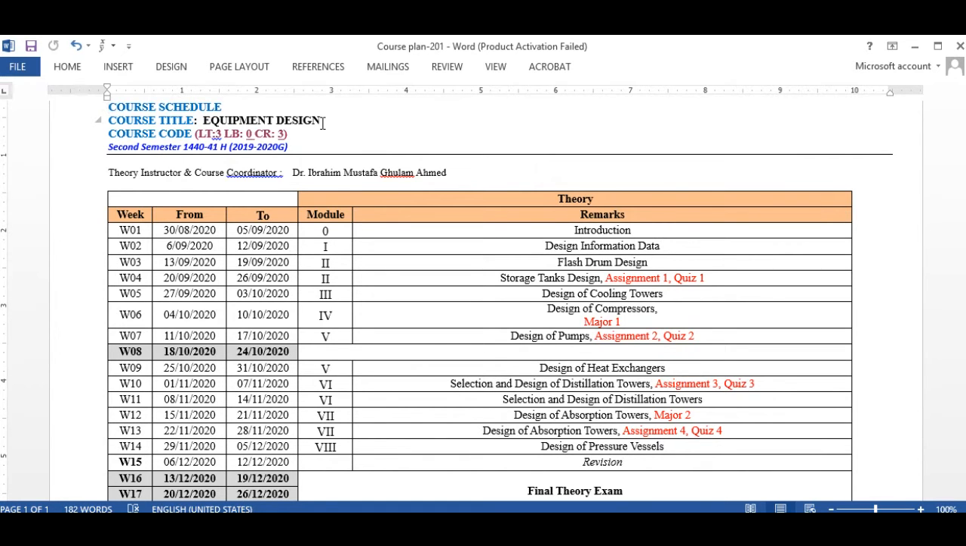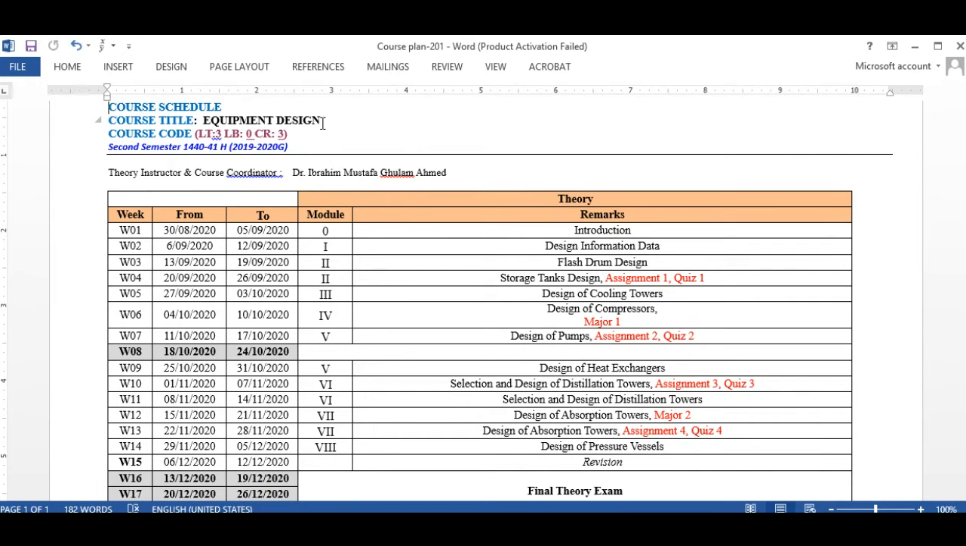So the overall objective of this course is that when you take this course, you should be able to design various chemical equipment. And this design is not detailed. We only talk about the very basics, because designing is not an easy job. You need software like Aspen and other software. So we talk about very basic designing. We give you the foundation, and then you can go ahead and do your own research.